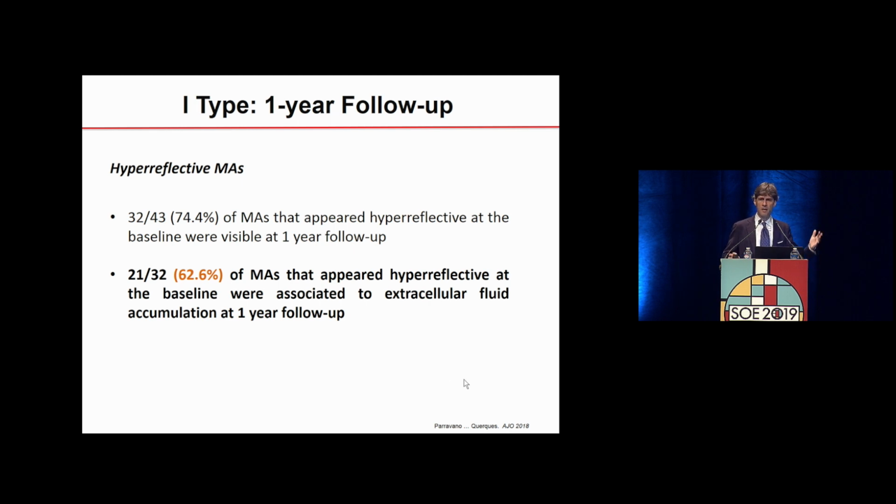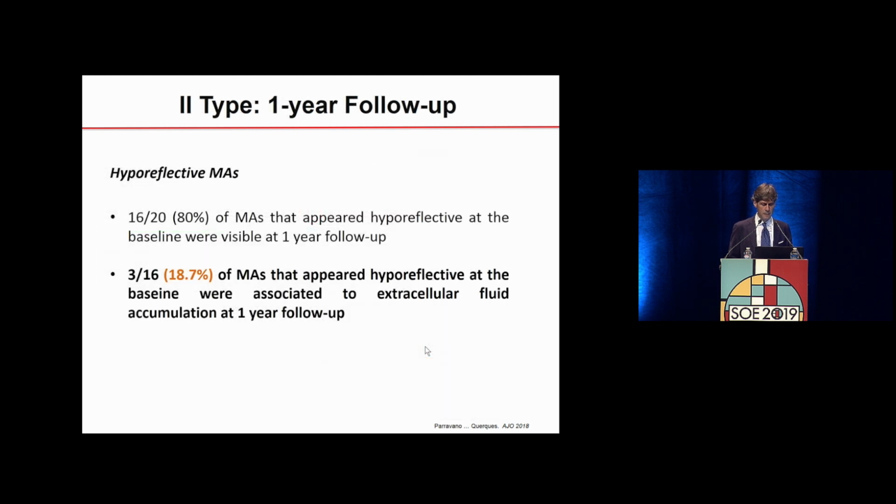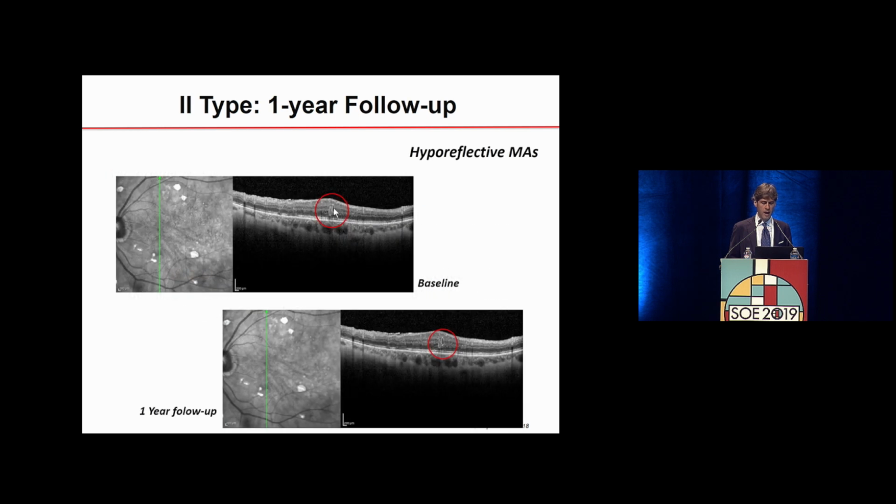So we looked at these two main characteristics of microaneurysms over time, over a year, and we realized that those microaneurysms that were well visible on OCT-A and that appeared as hyperreflective inside were those that developed exudation over time, over a year. On the other hand, those microaneurysms that were hyperreflective inside, that were not visible on OCT-A, well, these microaneurysms were still over time, so no development of exudation.